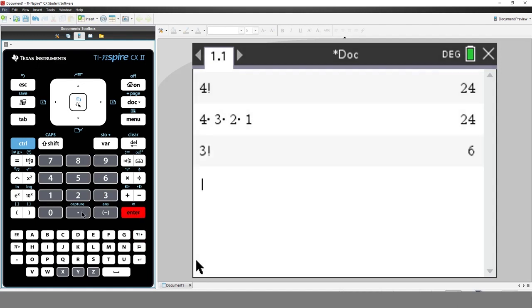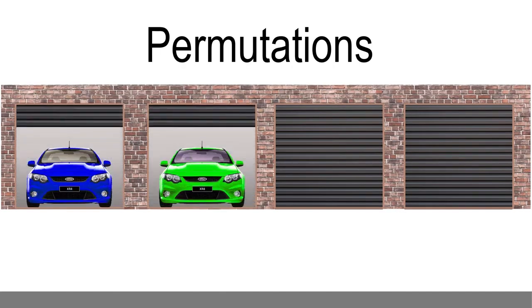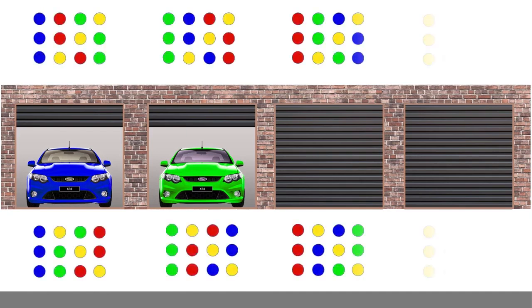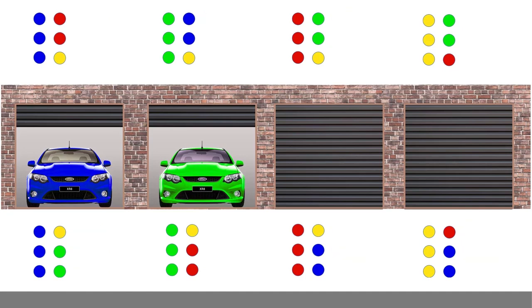Now, let's return to the garage and our four cars. There are only two roller doors up. How many different arrangements might we see? The dots represent a summary of all the arrangements from the four cars, but we can't see what's behind the remaining doors, so some of the arrangements now look the same.